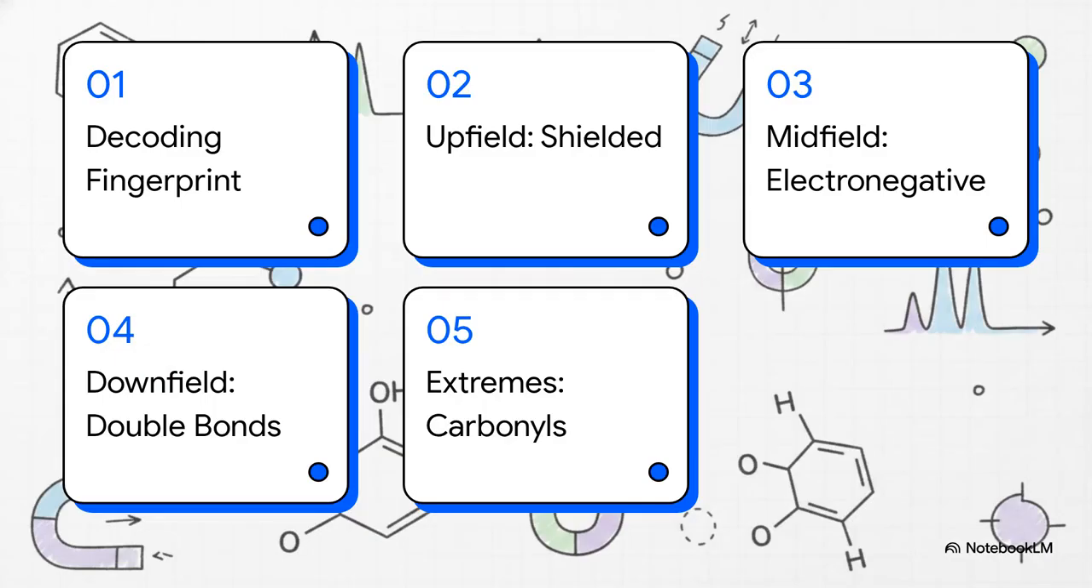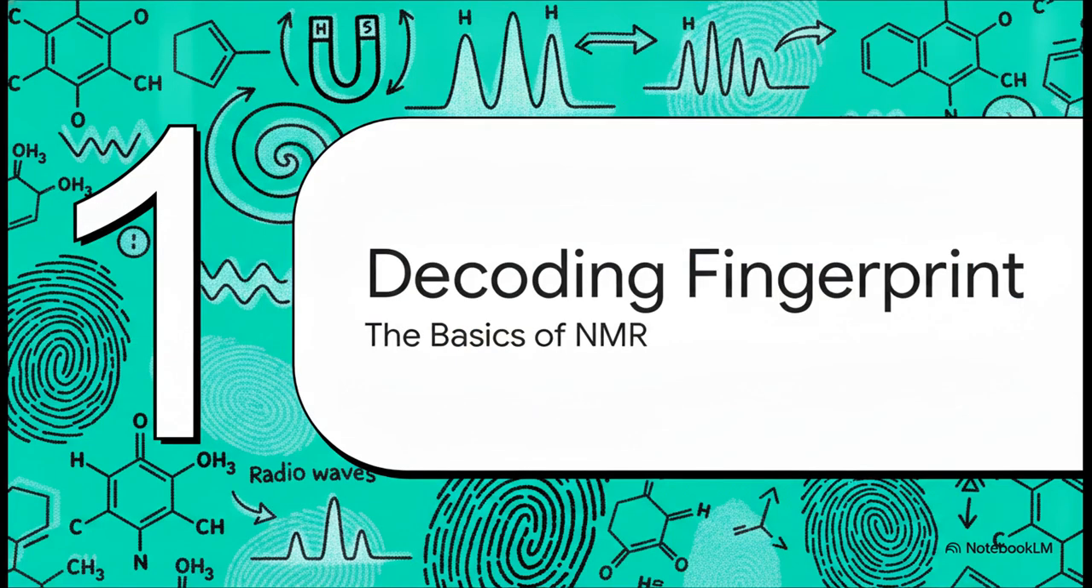To keep from getting totally lost in a sea of data, here is our roadmap. First, we'll quickly decode the molecular fingerprint. Then, we're treating the NMR spectrum like a topographical map, traveling from the upfield shielded hydrocarbons into the midfield electronegative shifts, through the downfield double bonds and rings, and finally, landing at the extreme territory of carbonyl compounds. Okay, step 1, decoding the molecular fingerprint.